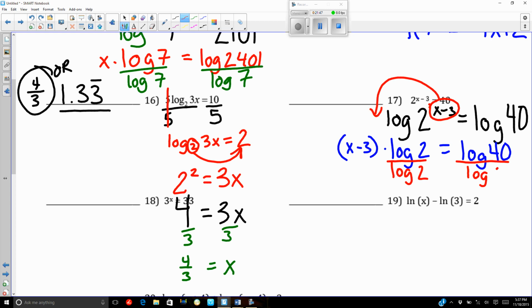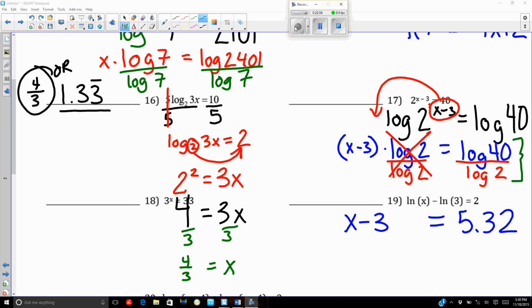Anything divided by itself just cancels or gives us 1. Log 40 divided by log 2. We can just input this into our graphing calculators to get an approximate value for that. So log 40 divided by log 2 is 5.32, rounded to the nearest hundredth. Again, as long as you've got all the work like I've got right here, you're showing that. I'm not going to be too particular about how you round. So if you rounded that to 5.3, that's fine.